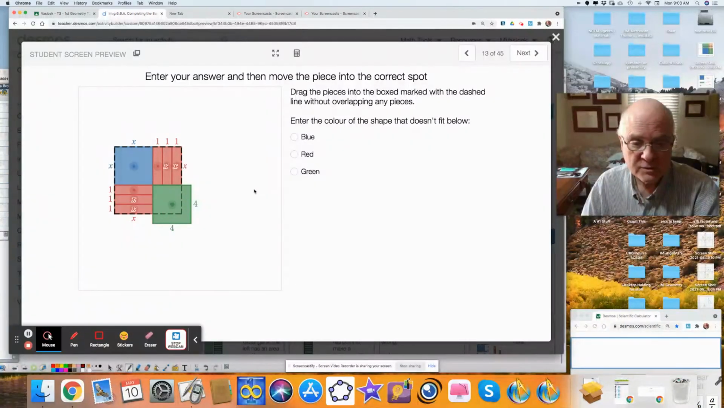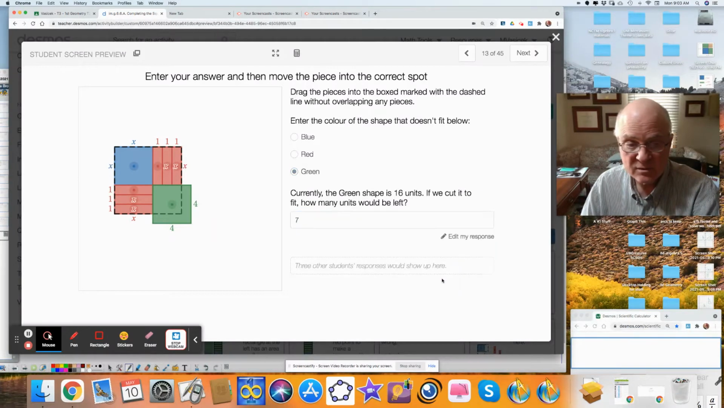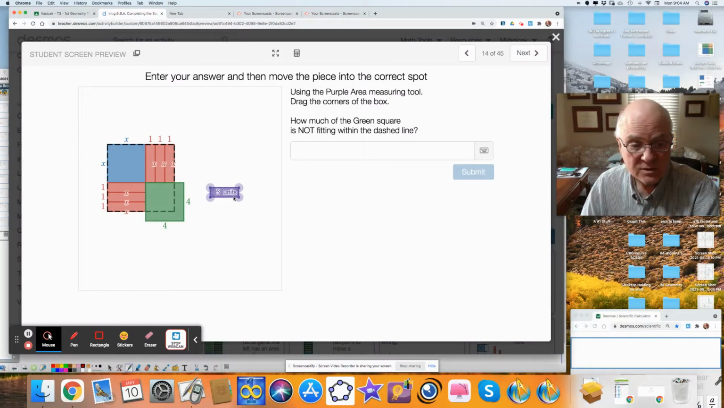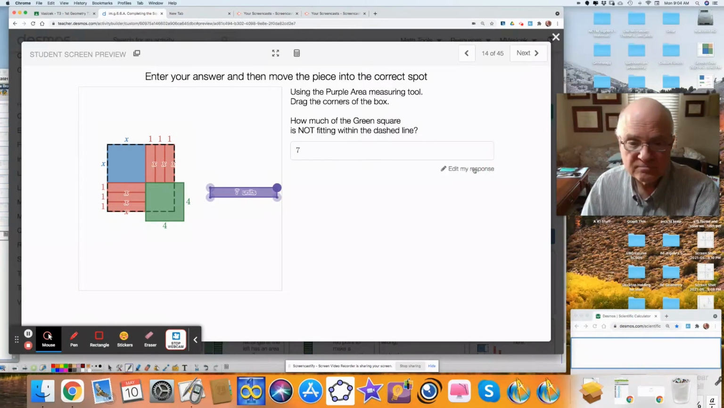So the green one's going to be too big. How much too big is it? It's going to be 7. I'll have 7 units left over because I have a 3 by 3, that's 9. 4 by 4 is 16. 16 minus 9 is 7. And this is what it would look like. So if I make this 7 units long, 7 units is how much is going to be not within the dashed lines.